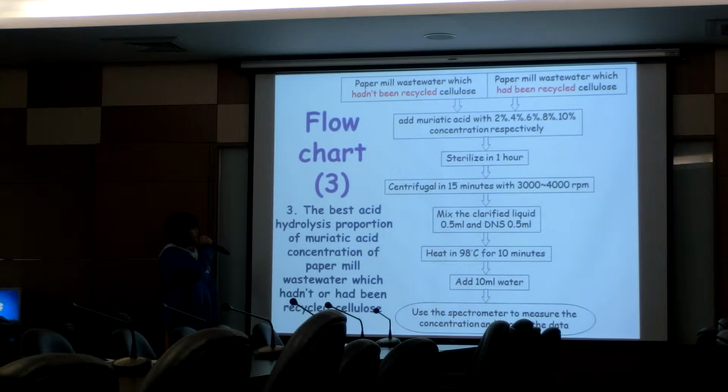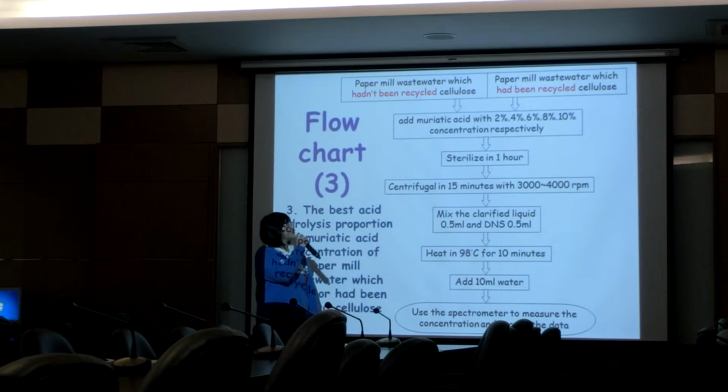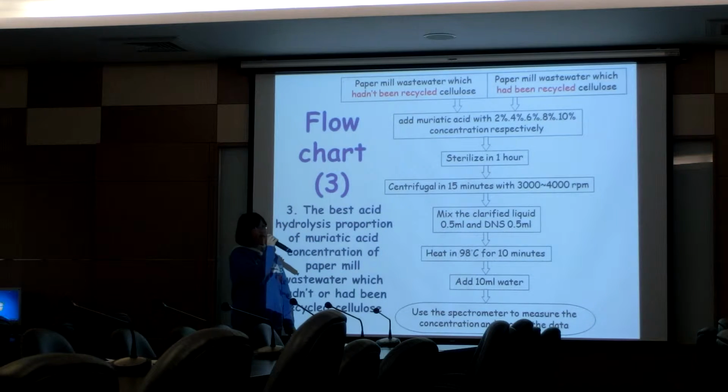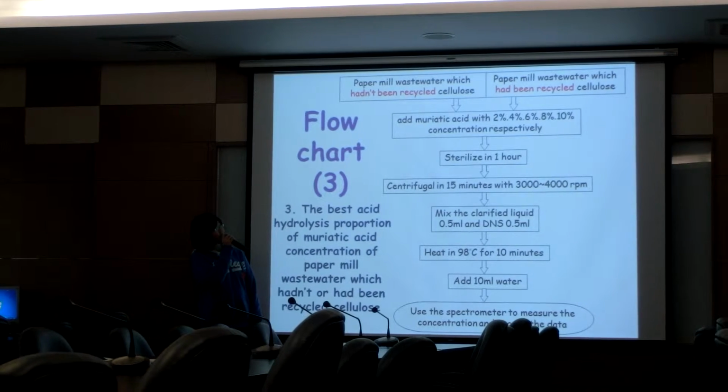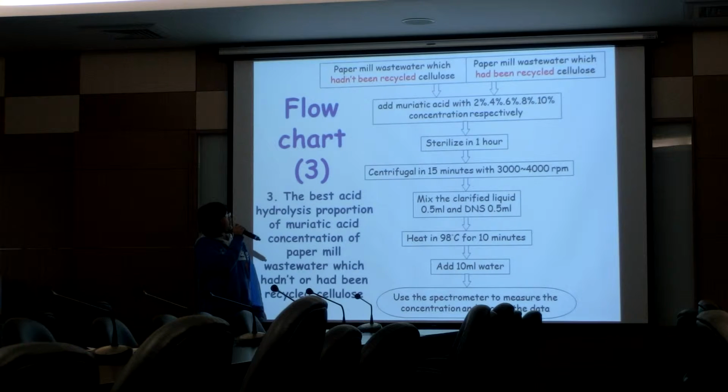This is flow chart 3. The best acid hydrolysis proportion of muriatic acid concentration of paper mill wastewater which hadn't or had been recycled cellulose. First, we use paper mill wastewater which hadn't been recycled cellulose and had been recycled cellulose. Then we add muriatic acid. The muriatic acid is 2%, 4%, 6%, 8%, and 10%. And through this process, we use a spectrometer to measure the concentration and record the data.